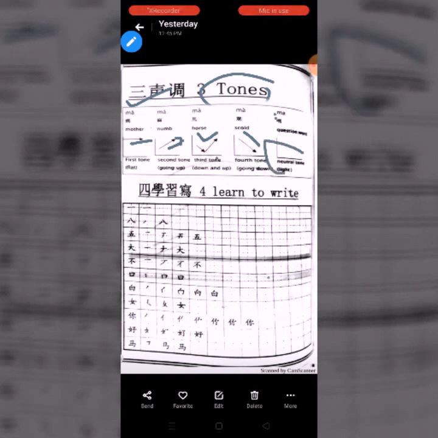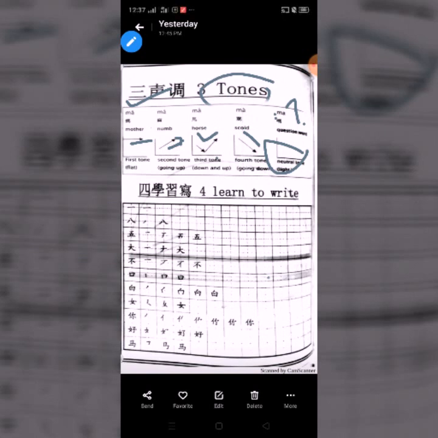And the fifth tone is the neutral tone, which you can see from here, that is the fifth tone, the sound is light, ma, that means a question mark in the Chinese language. These are four basic tones which are really essential for learning the Chinese language, especially adding with pinyin, in order to pronounce it very well.